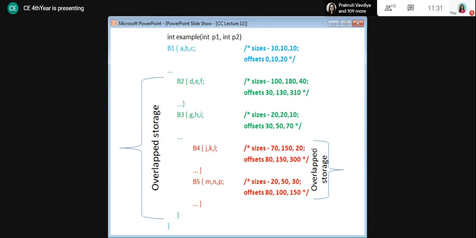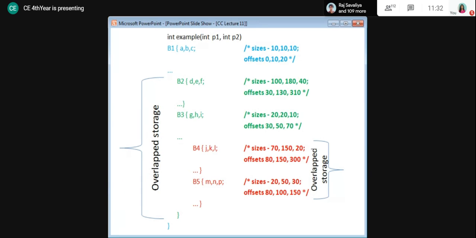Now you can see that B1 is part of our procedure example, and all these B1, B2, B3, B4, and B5 are the blocks. Now here B2 and B3 will use the same storage space. And B4 and B5 can be stored in the same overlap storage, because they are nested in a particular fashion inside B3.